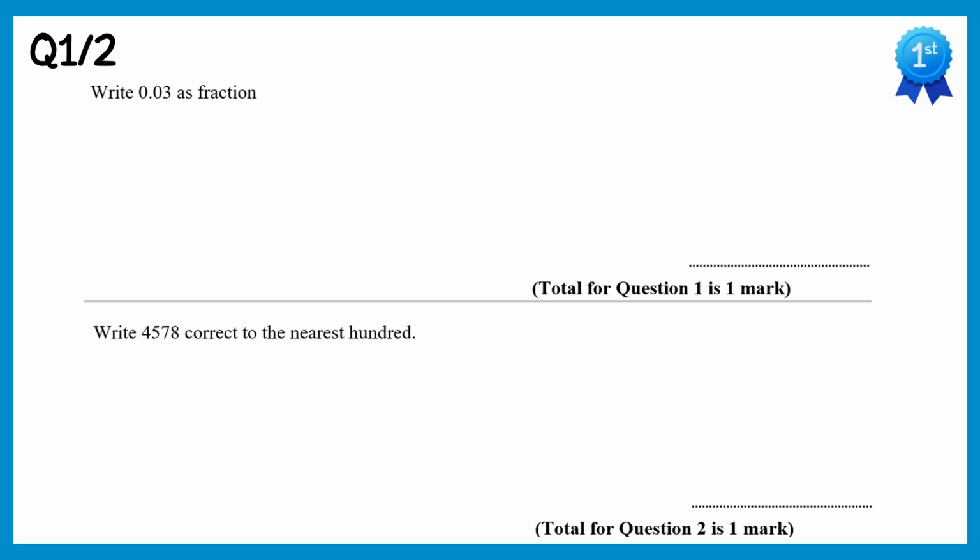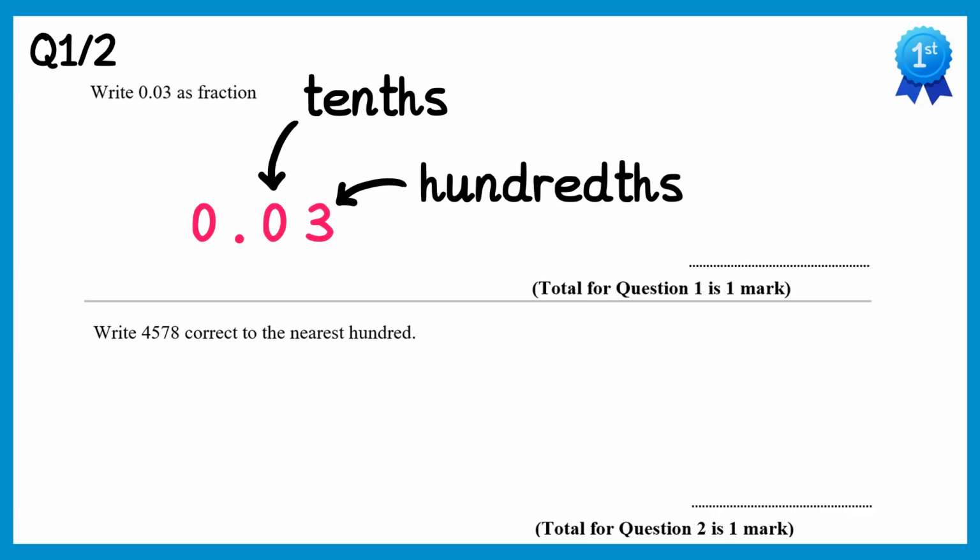So for this first question we need to write 0.03 as a fraction. So if we look at the second of those zeros there, that one's in the tenths column. Then this 3 after it must be in the hundredths column. So what we've got here is 3 hundredths. So you can write that as 3 over 100.